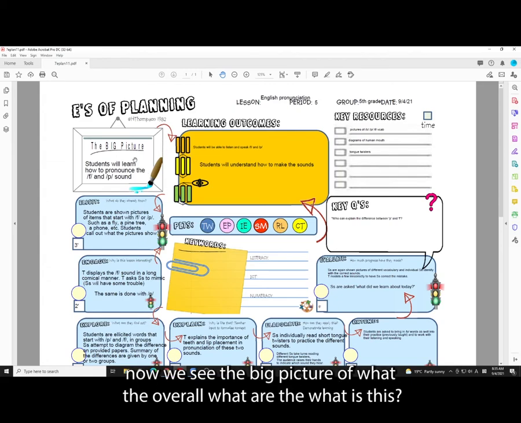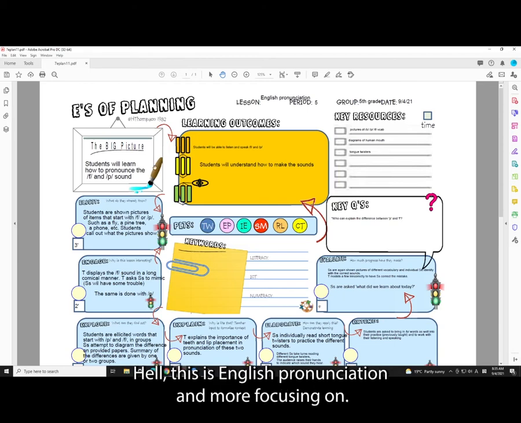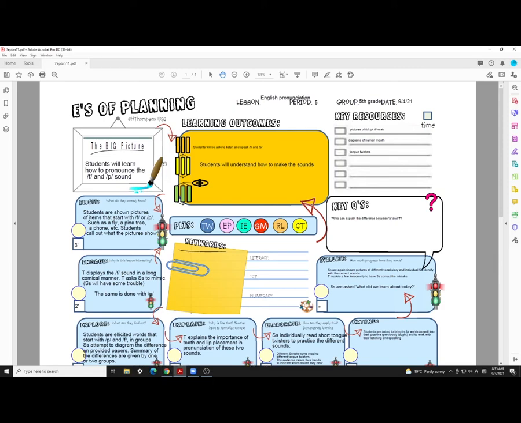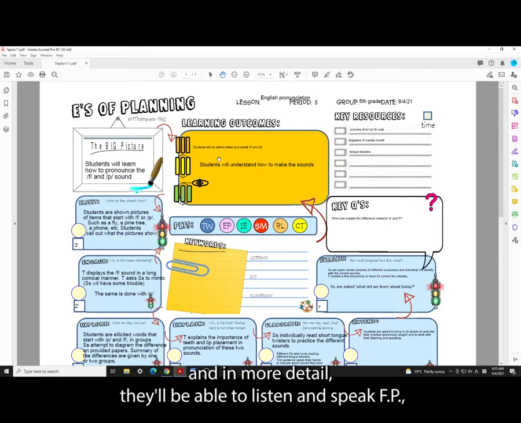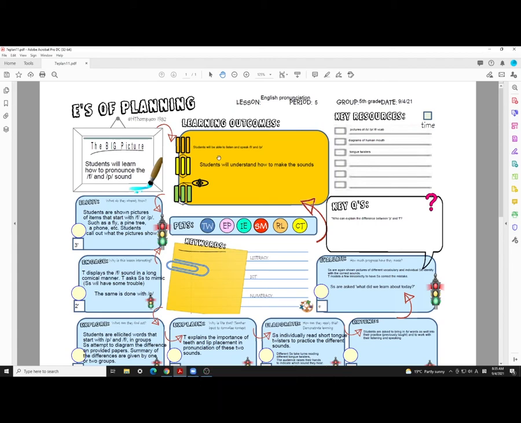Now, we see the big picture of what this is for. This is English pronunciation, and more focusing on students will learn how to pronounce the F and P sound. And in more detail, they'll be able to listen and speak F and P, but also understand how to make the sounds. They'll have a larger understanding of the details.